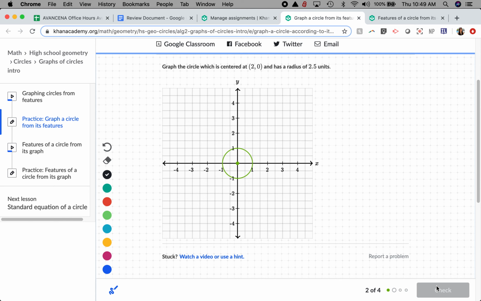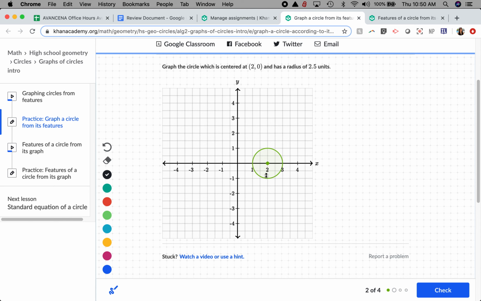Second question. Graph the circle which is centered at 2,0 and has a radius of 2.5 units. So I'm going to take the center of my circle and move it over 2 units to the right, and it will stay on the x-axis because it doesn't move on the y-axis at all, because it is an x-intercept. Now the problem wants the circle to have a radius of 2.5 units, meaning from the center of the circle to the actual circle itself, it must be 2.5 units away.